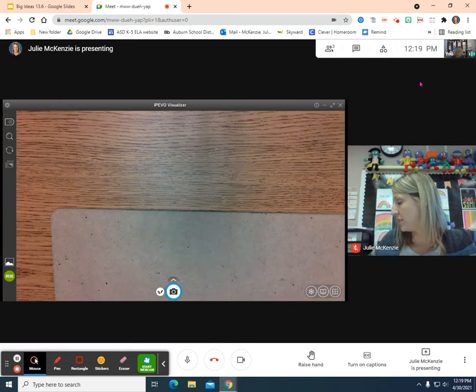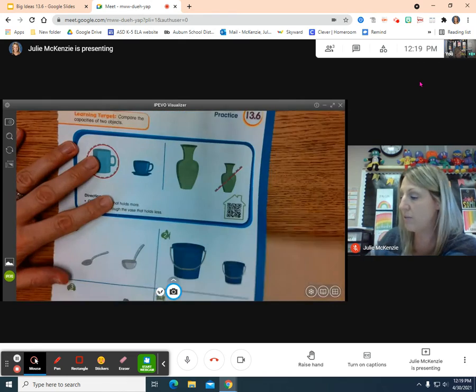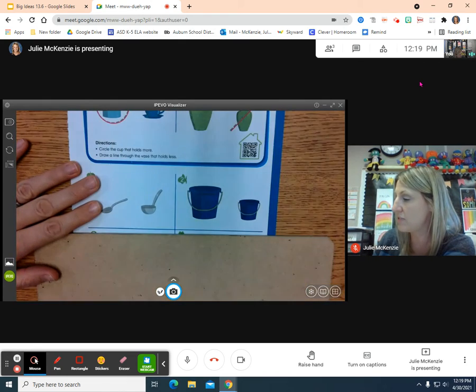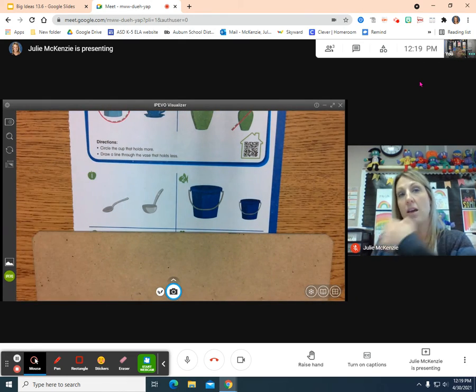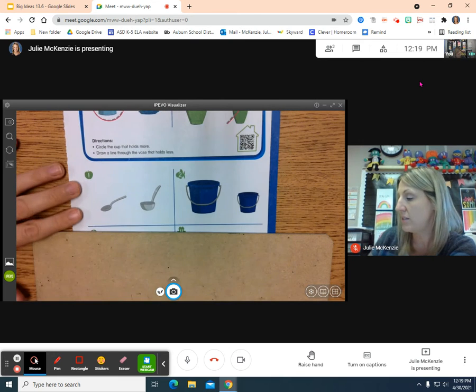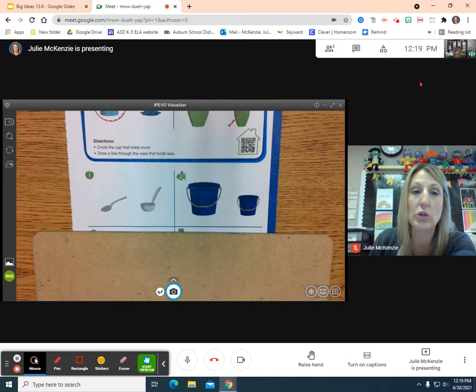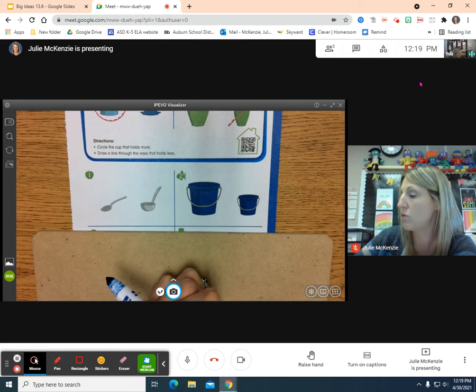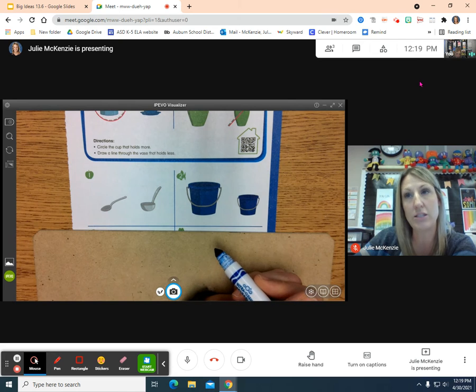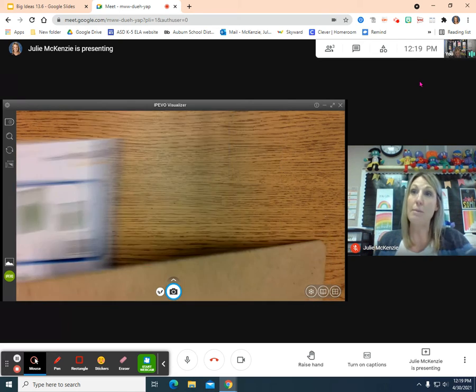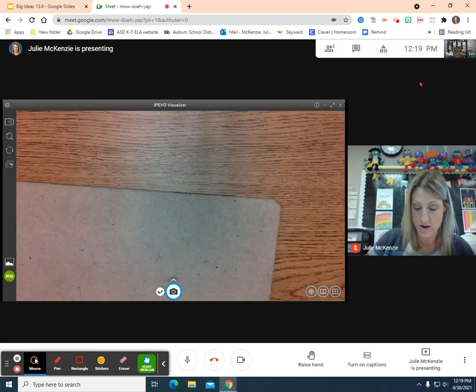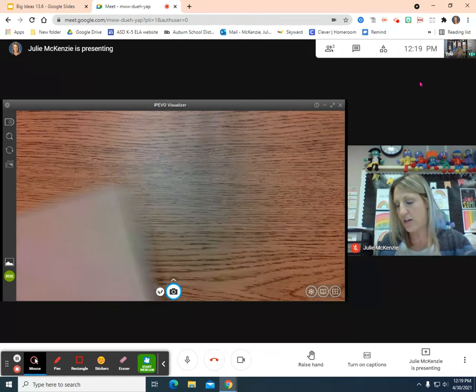Okay, we are on to the practice pages. Here we go. Let's take a look at these first of all. On both of these sections in these squares, please circle the object that holds more. So look here and circle the object that holds more, and then look at the buckets and circle the object that holds more. I'm going to do mine over here, and then we're going to check our answers.